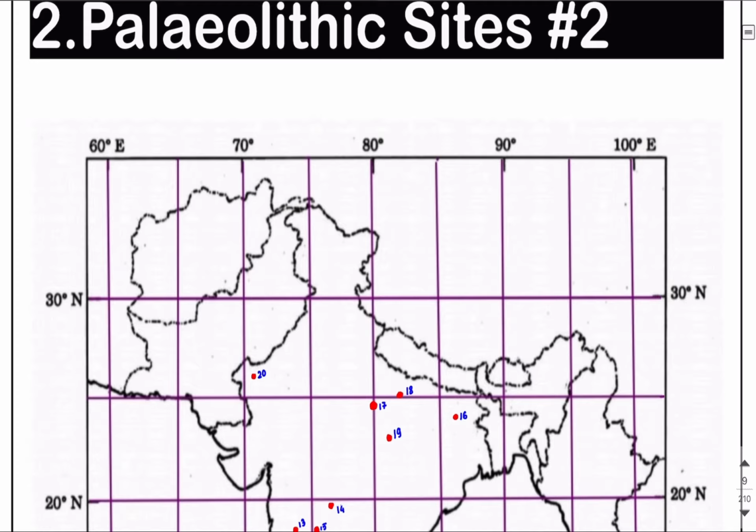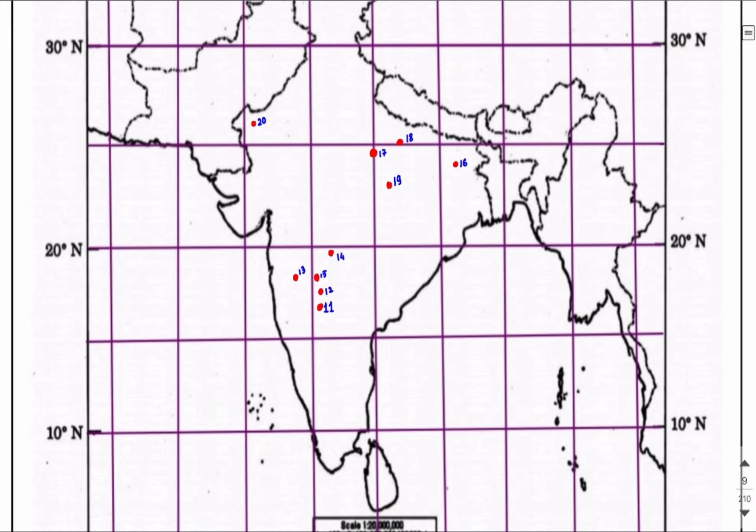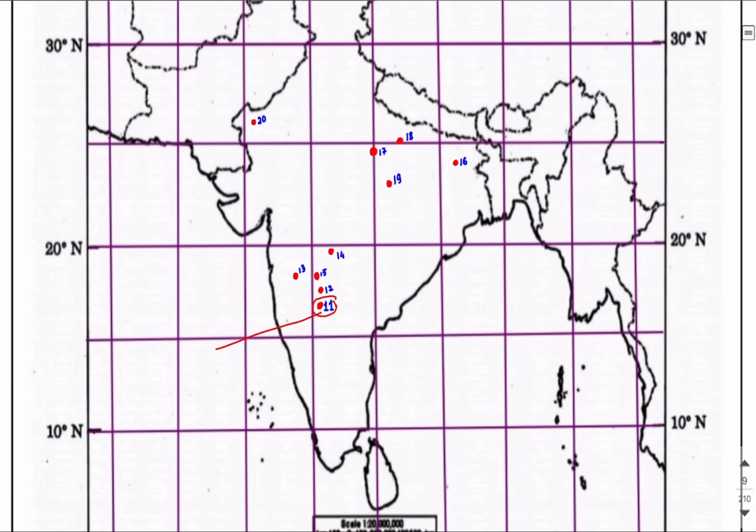Now let us see the eleventh site. Here you can see the eleventh site, the Paleolithic site, which is present in Karnataka. It is Lingsugur. Okay, it is present in the Raichur district of Karnataka, and it is most important from a point which you really need to focus on. It is the first Paleolithic site.